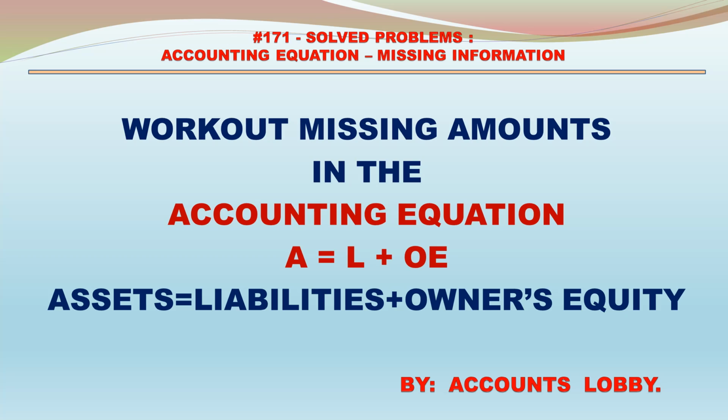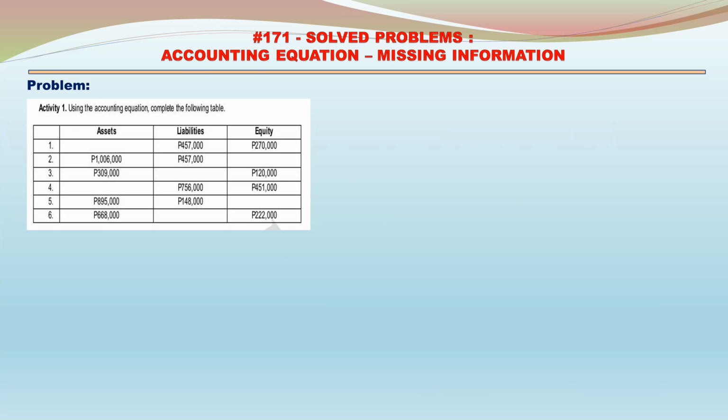Solved problems. Work out missing amounts in the accounting equation A = L + OE. Assets is equal to liabilities plus owner's equity. Problem 1. Using the accounting equation, complete the following table.